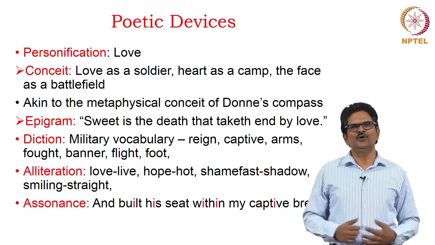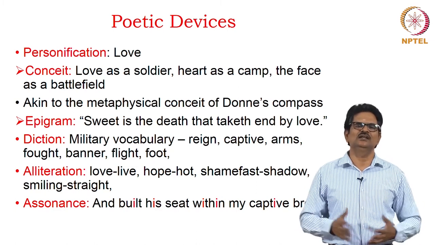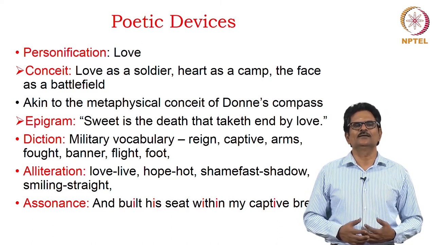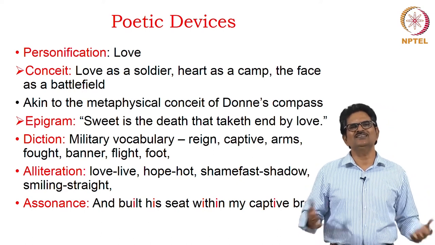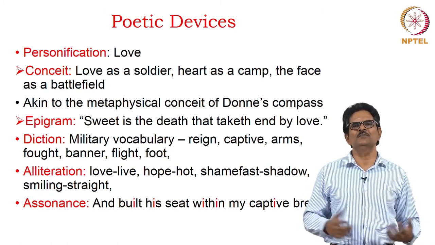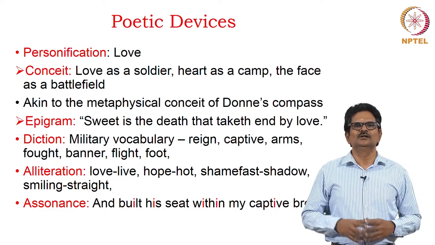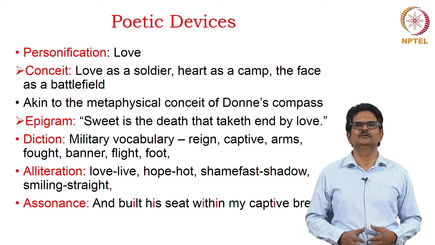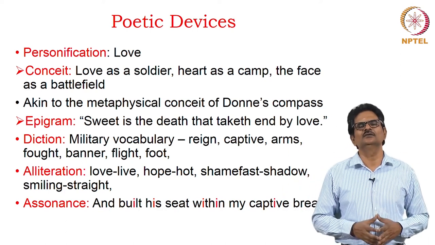This paradoxical poem about love and death personifies love as a human being. It uses a device called conceit. The poet imagines love as a soldier, his own heart as a camp, and the face as a battlefield. This may be akin to the metaphysical conceit of poets like Donne, who used a compass in his poem.